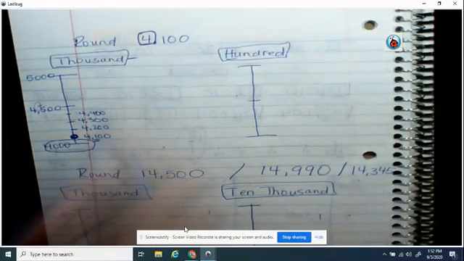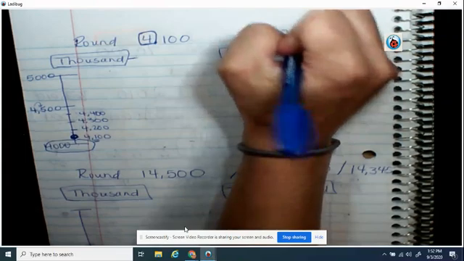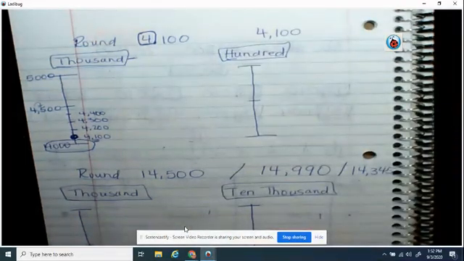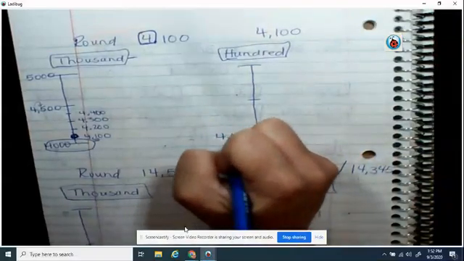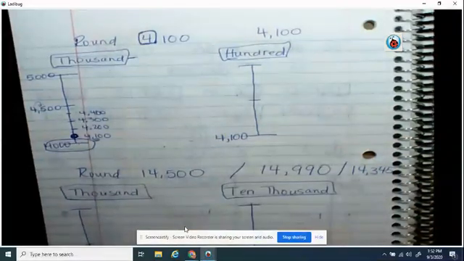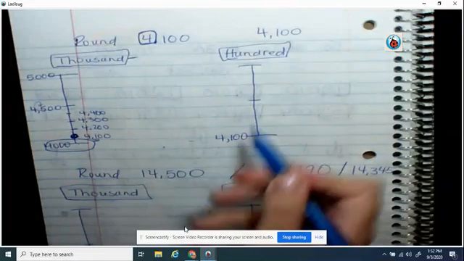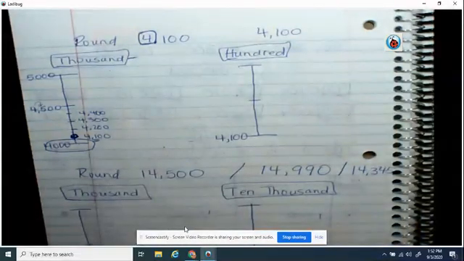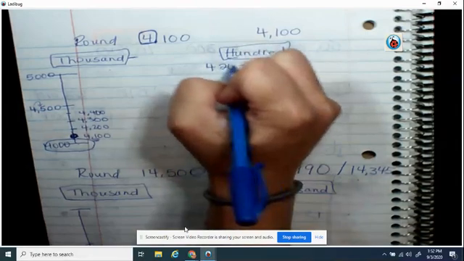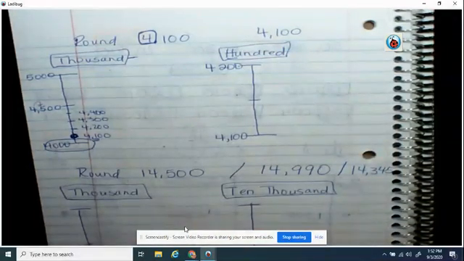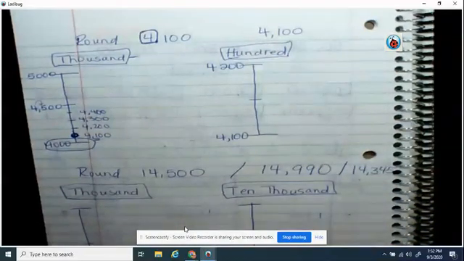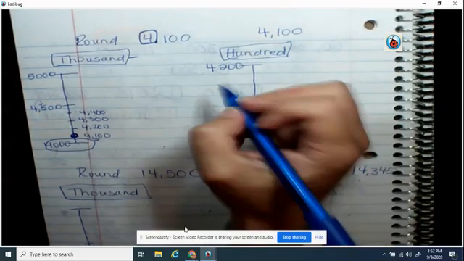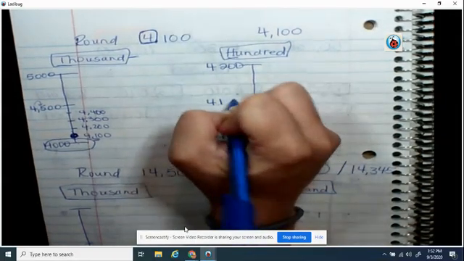All right, let's look at this exact same number, but this time we're going to round it to the nearest 100. So here I have 4,100. What is 100 more? That'd be 4,200. Well, what's right in the middle of 4,100 and 4,200? It would be 4,150.